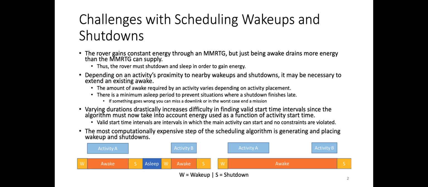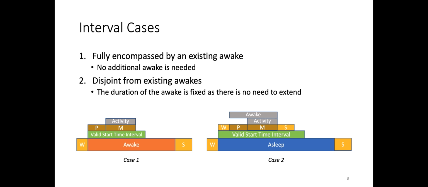So there's a certain set of activities that are placed on the schedule, and the rover must be awake during certain classes of activities. And the rest of the time it sleeps in order to save energy, and it has to wake up and shut down in between these time periods, which takes time.